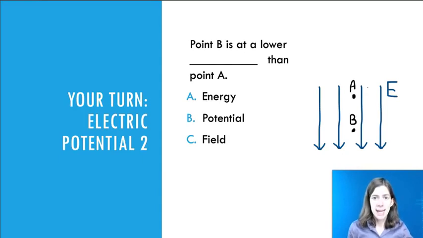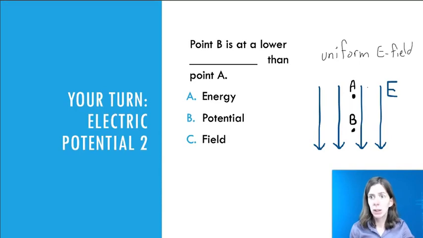So it says point B is at a lower blank than point A. We have an electric field pointing downward. Now we do have to assume from this picture that this is a uniform electric field, and usually the question will say that. It's a uniform electric field. That means it's constant everywhere. It's just pointing downward. So if you have a uniform electric field, then you don't have point B at a lower field than point A, since the field is the same everywhere.